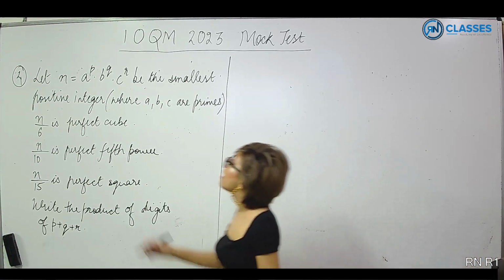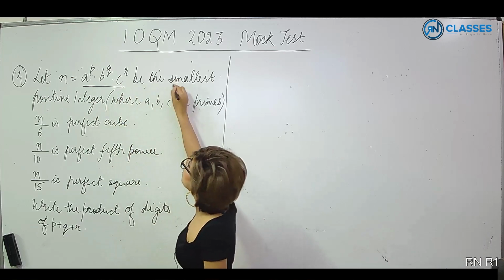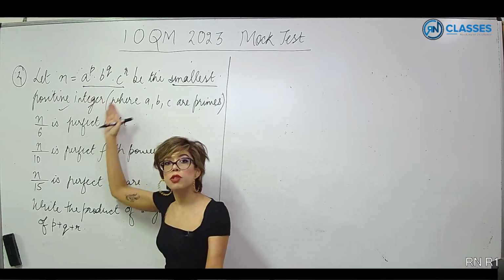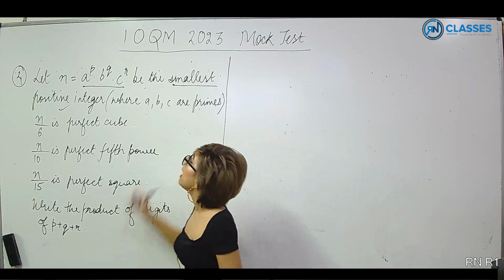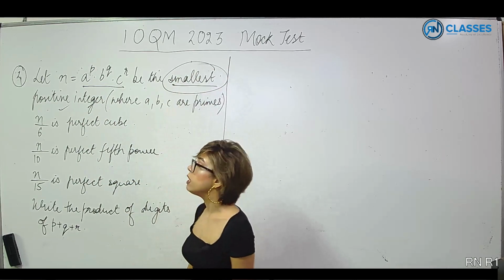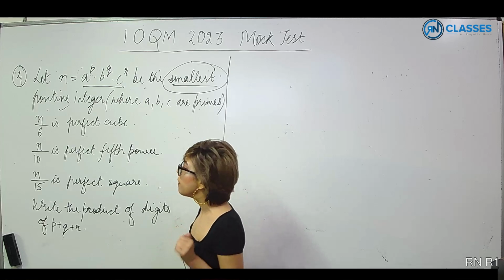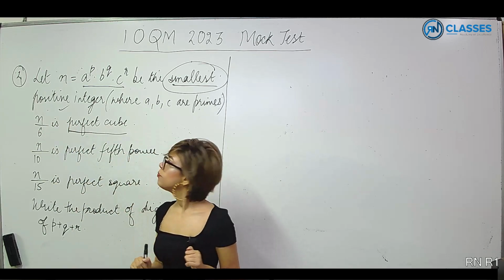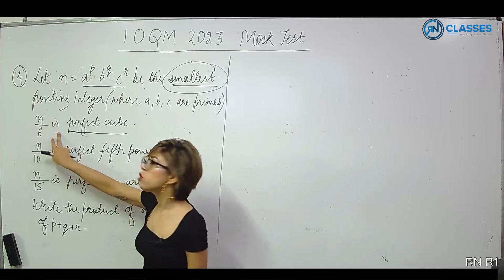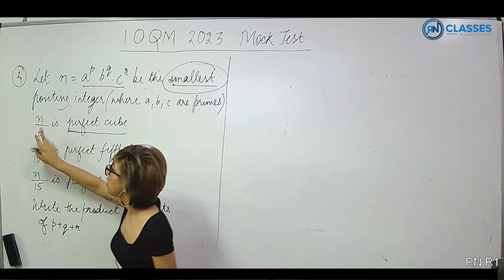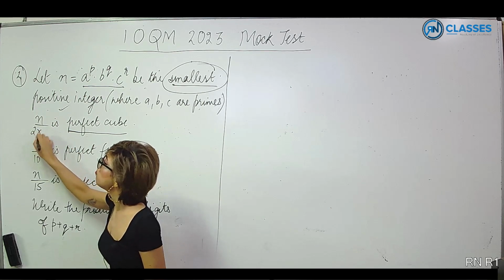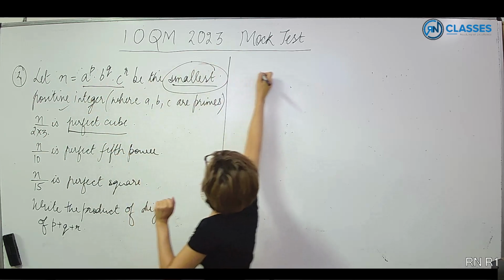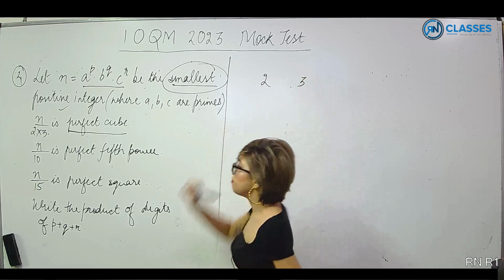Now he says, let n be this, the smallest positive integer where a, b, c are primes. Obviously, I have written the prime factorization, and this is the smallest positive integer, but it should satisfy the condition: n by 6 is a perfect cube. Now, n by 6 has to be a whole number, so n should be divisible by 2 and 3. So that means 2 of the primes I can ascertain. They have to be 2 and then 3.